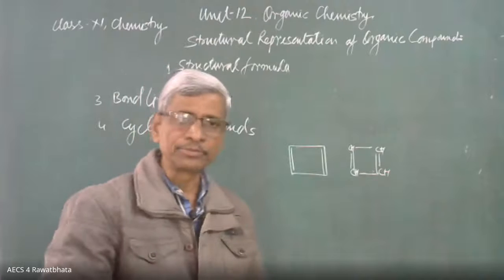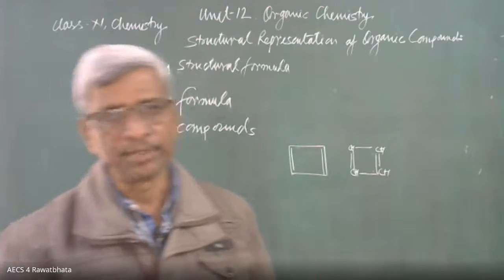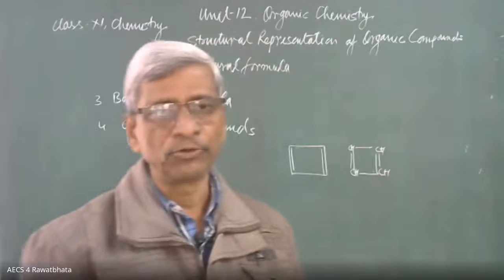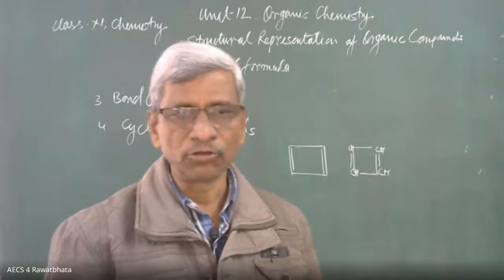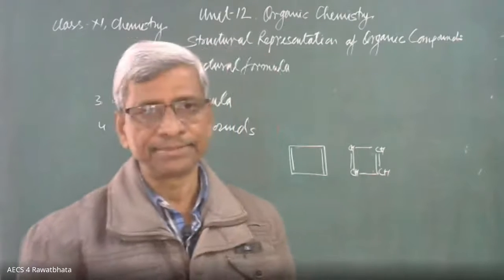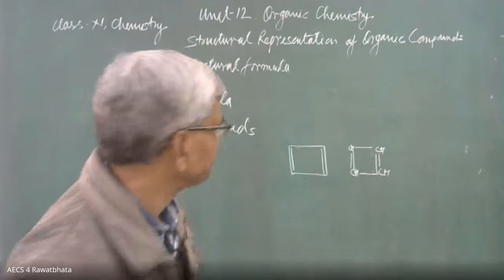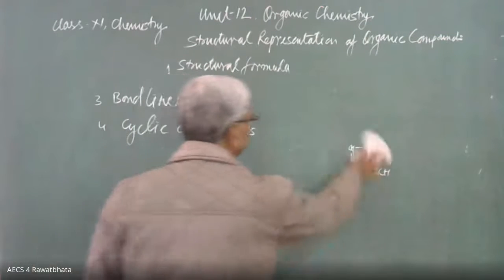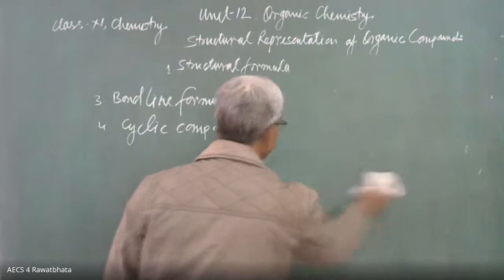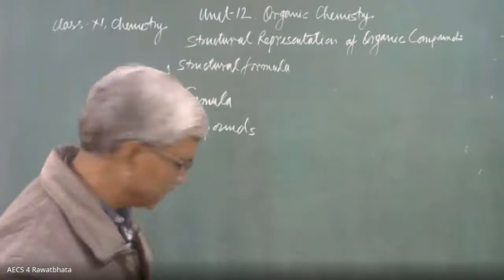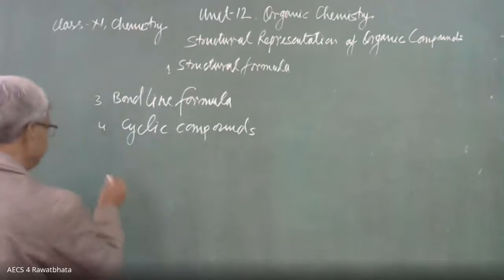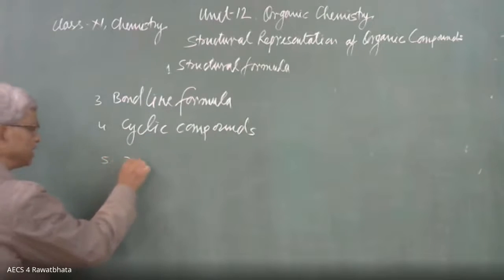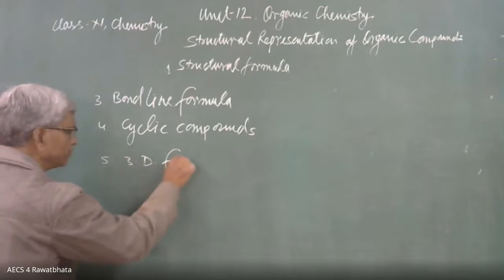4 carbon atoms, 5 carbon atoms, 6 carbon atoms. Benzene is a cyclic compound having 6 carbon atoms along with alternate pi bonds. This is the cyclic formula of the compound, cyclic compounds. The other one is the 3D formula. The fifth one is the 3-dimensional, 3D formula.